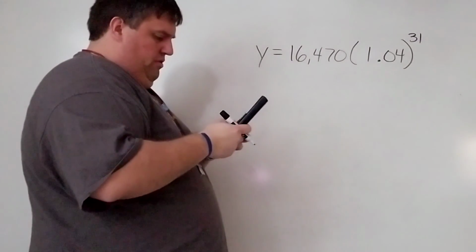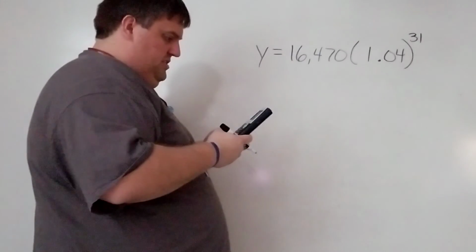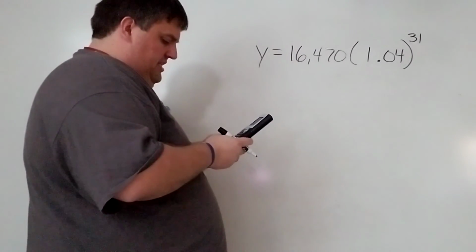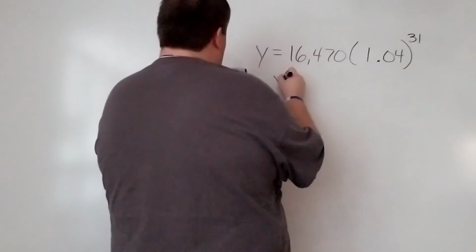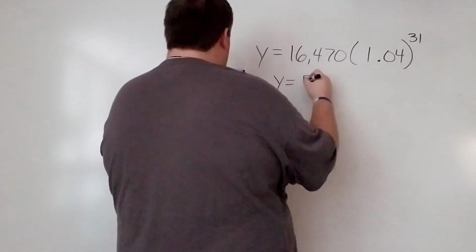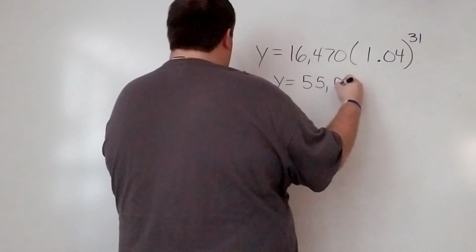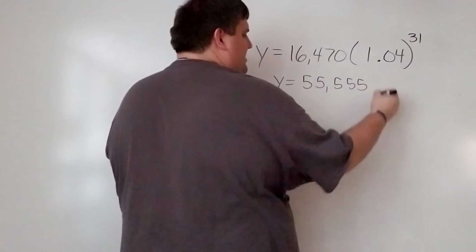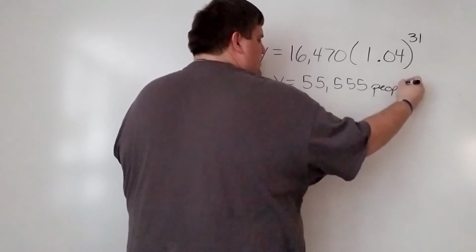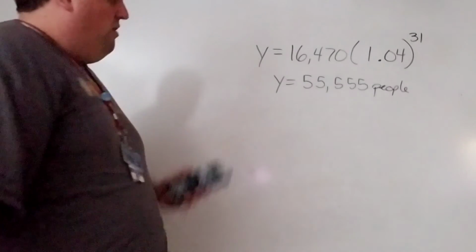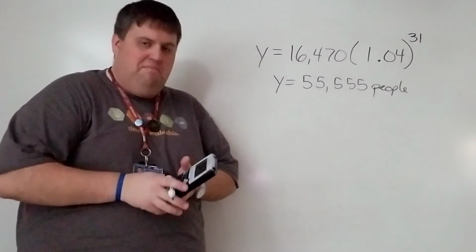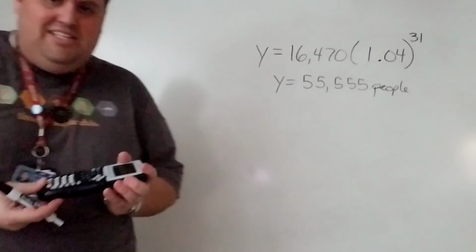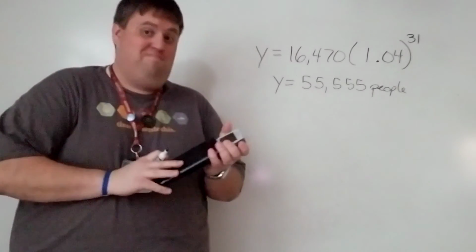So 1.04 to the 31st times that by 16,470. And you're going to get a lot of fives. 55,555 people. Or I guess 56 if you rounded it up, because it was 0.5 at the end. But it looks cooler with all the fives, so it almost looks like I planned on that, which I did not.